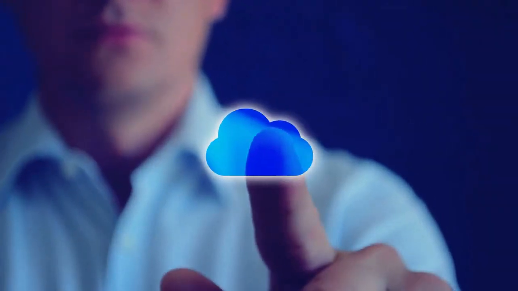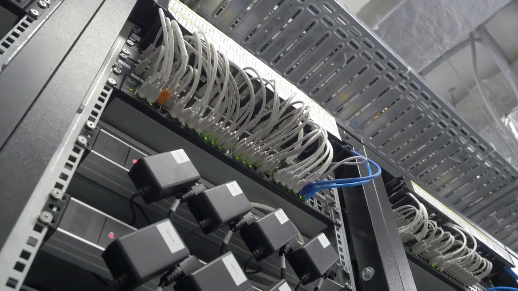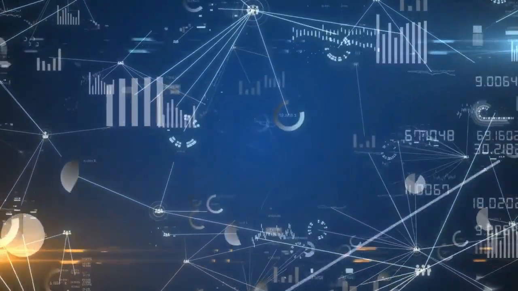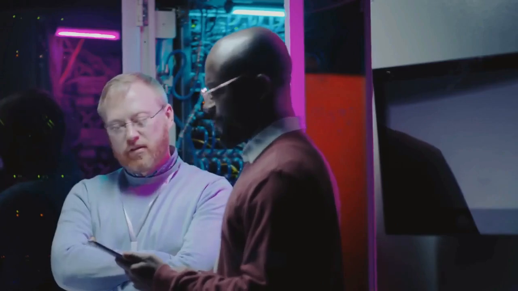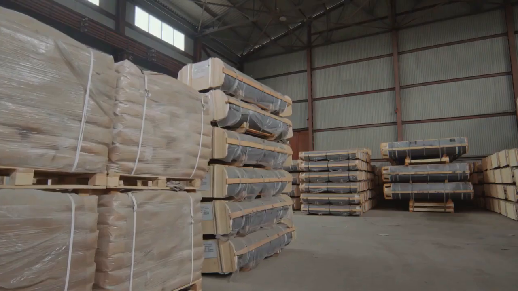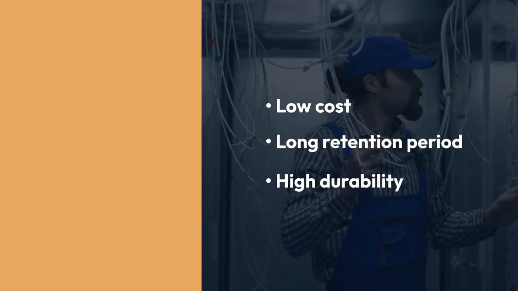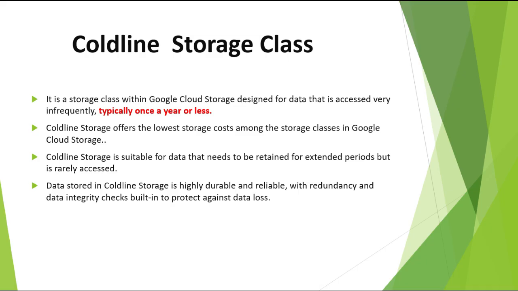Nearline storage is often used for storing data that is not actively used in production but may need to be accessed for analysis, reporting, or disaster recovery purposes. It is also commonly used for storing large volumes of data that are retained for regulatory compliance or long-term archival purposes. Let's discuss the Coldline storage class in GCP.